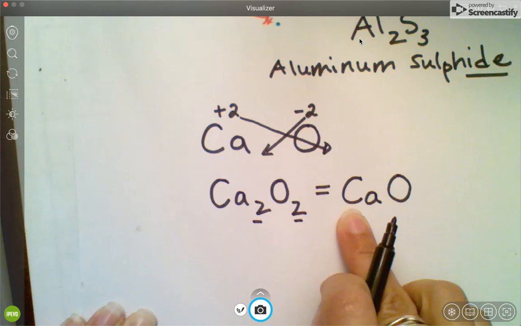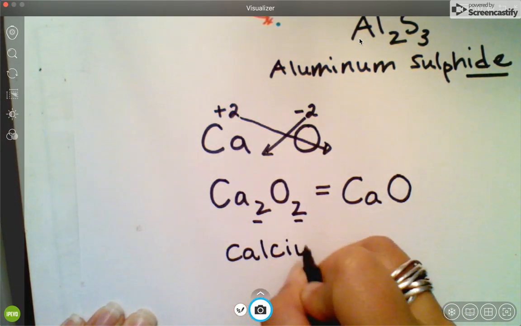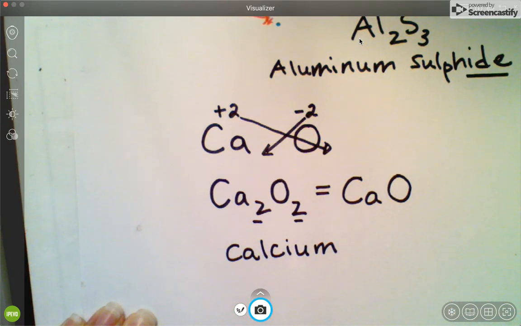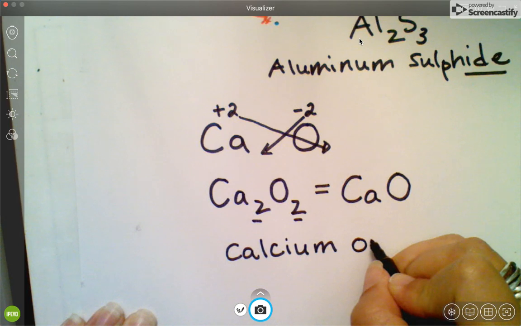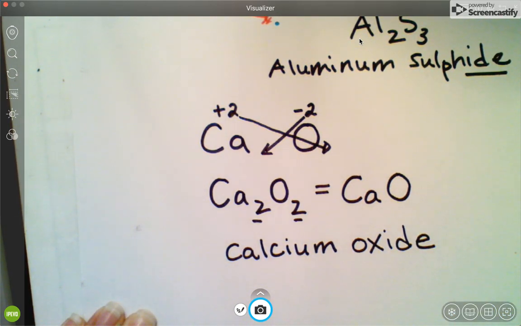How do you name this? Well, you keep the name of the first element as is, calcium, and you change the ending of the second element to "ide." So this would become calcium oxide. And there you have it.